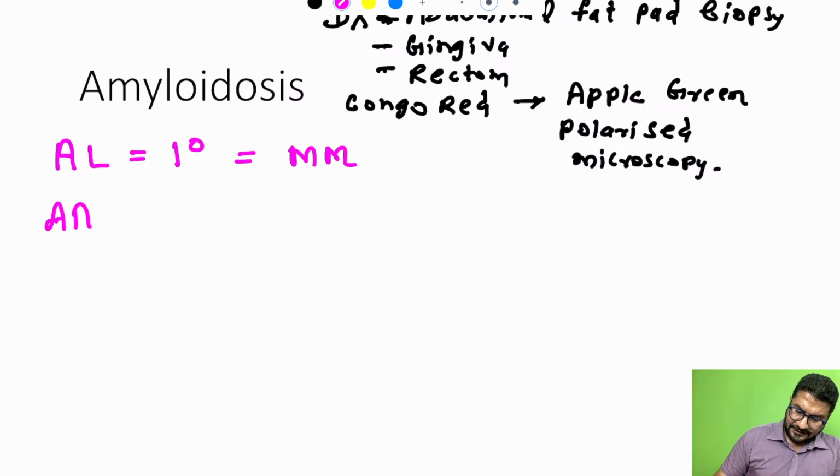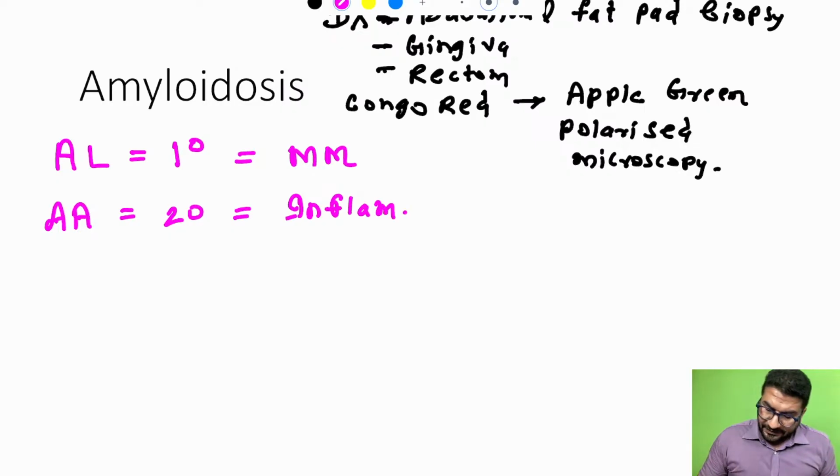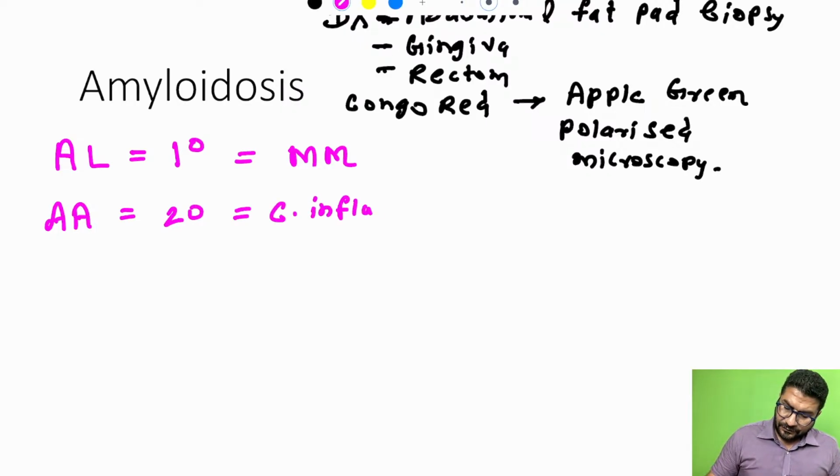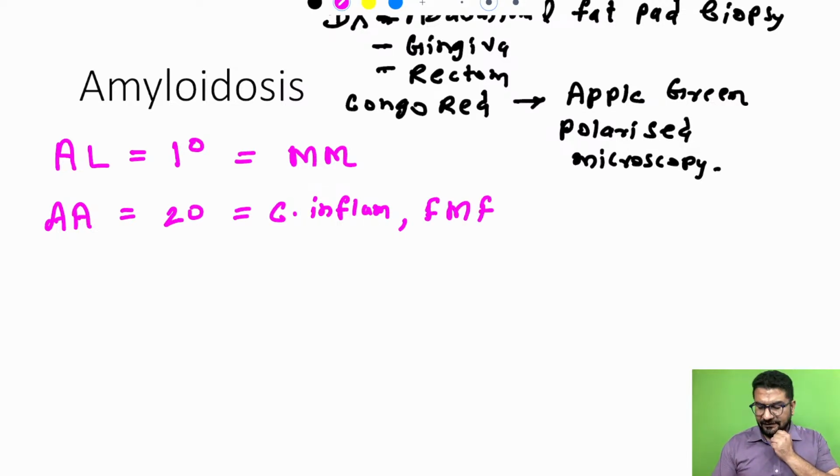Second type is called AA type. We also call this secondary amyloid, and this is something which we see in chronic inflammation. So याद रखना, all chronic inflammation will have this except chronic bronchitis. This A type, you can see somewhere else also, और कहीं मिलता है A type: in familial Mediterranean fever, FMF.